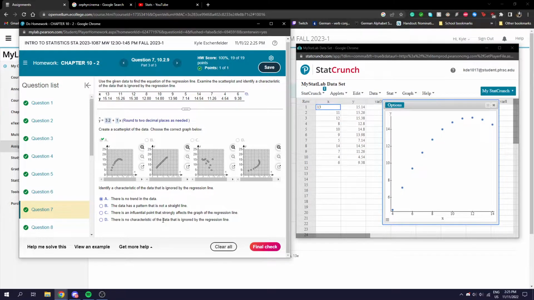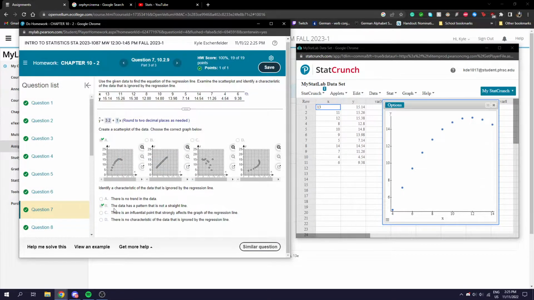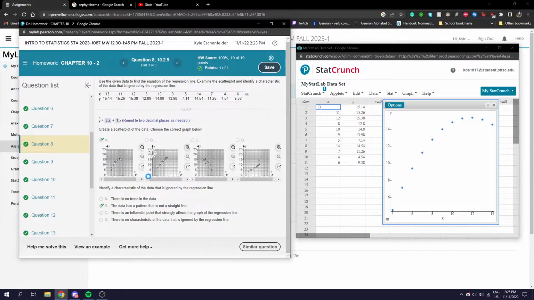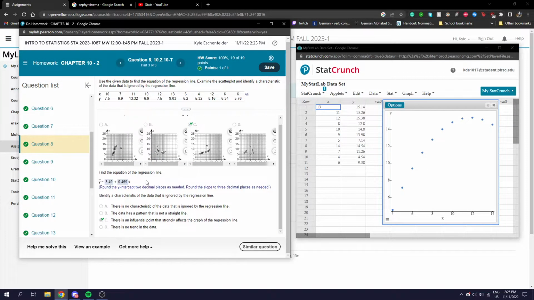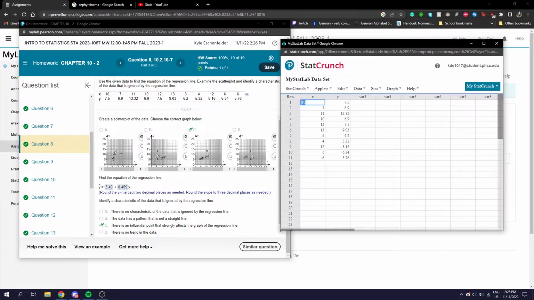Oh, what did I get for last time then? Oh, yeah, that's that one. The data has a pattern that is not a straight line. Yeah, okay. I'm pretty sure the questions are mostly self-explanatory. Try this one. It's literally the exact same steps for this one.